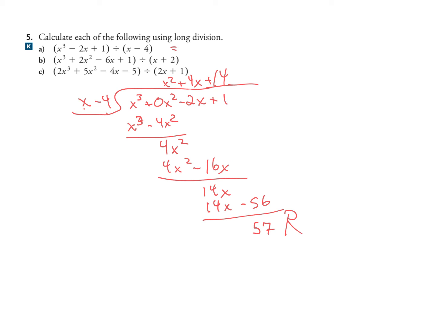So this is going to be equal to x squared plus 4x plus 14 plus 57 over x minus 4. Okay, let's do the next one. I'm going to erase this.